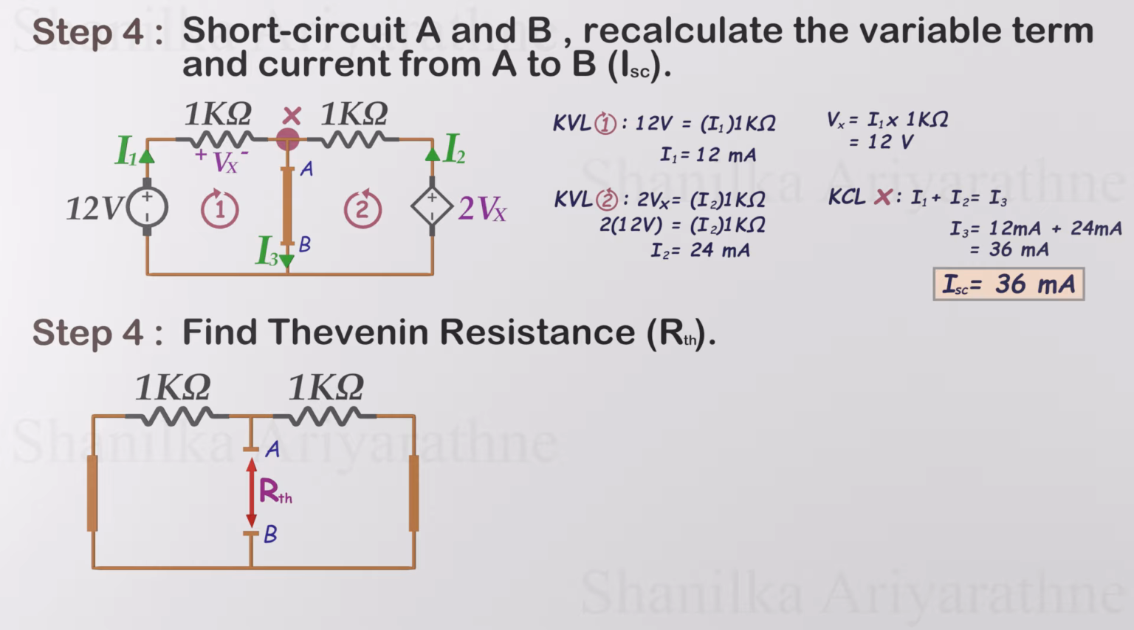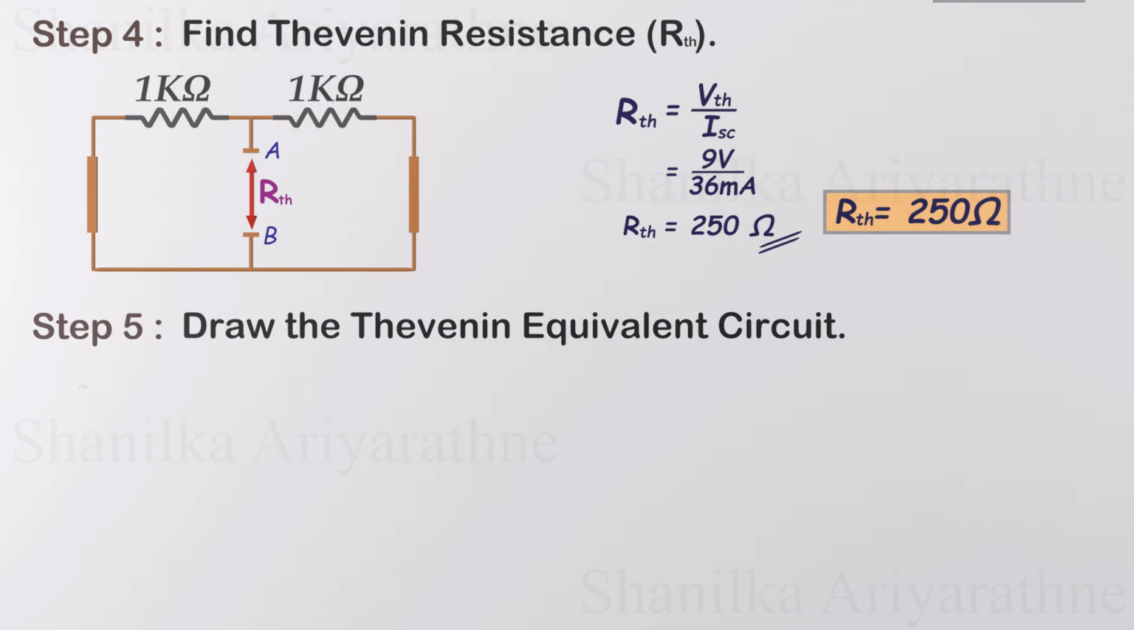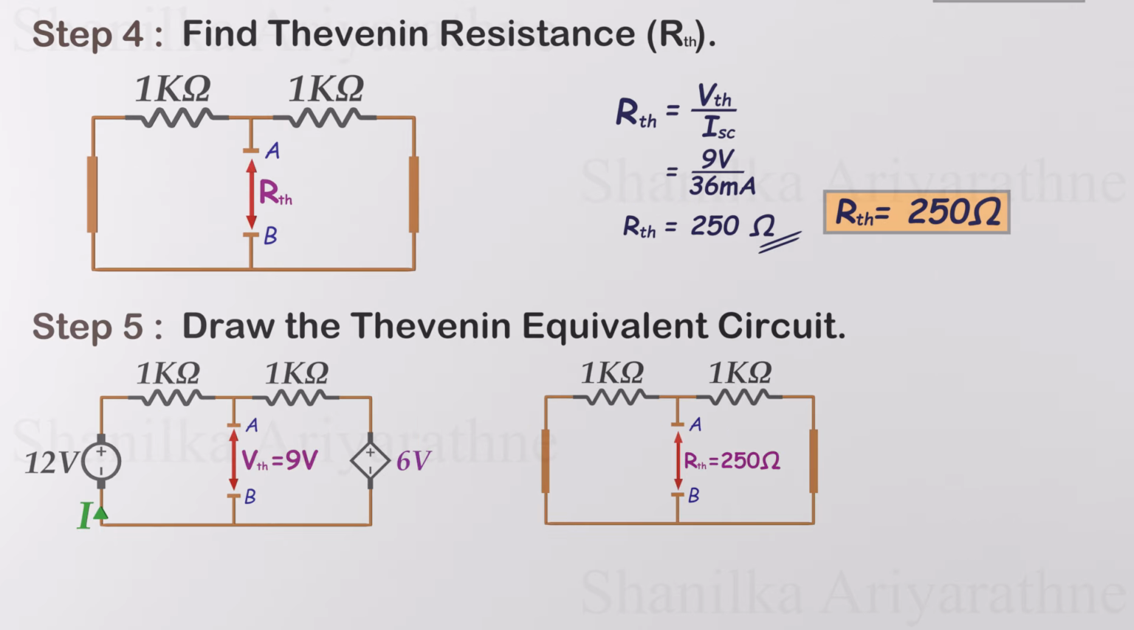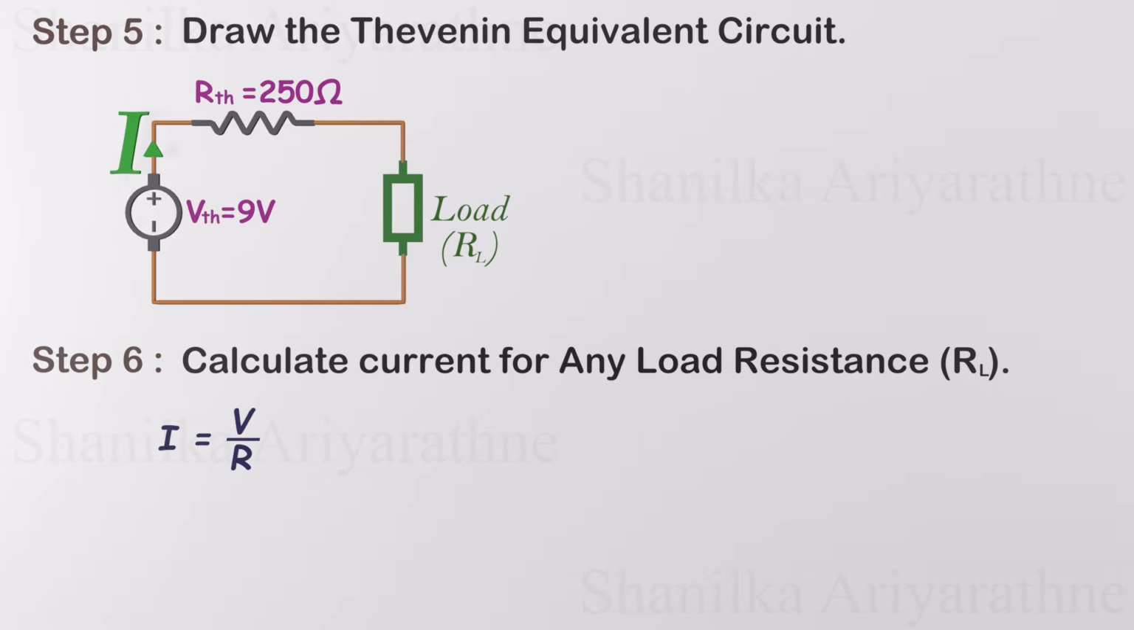In circuits with both independent and dependent sources, the Thevenin resistance is calculated by dividing the Thevenin voltage by the short circuit current, so the Thevenin resistance is 250 ohms. Now that we have both the Thevenin voltage and Thevenin resistance, we can construct the Thevenin equivalent circuit and analyze it for any load. Finally, let's calculate the load current for load with R resistance.